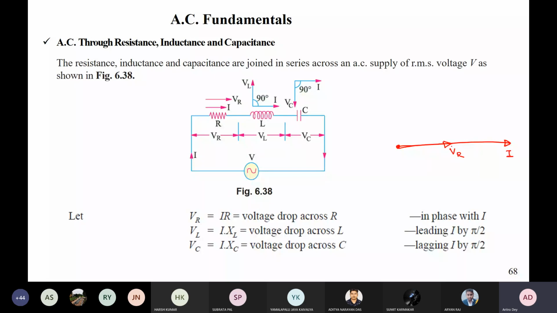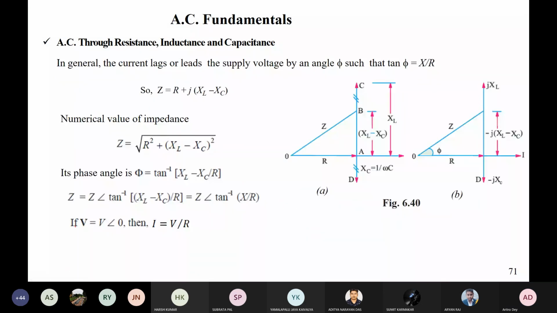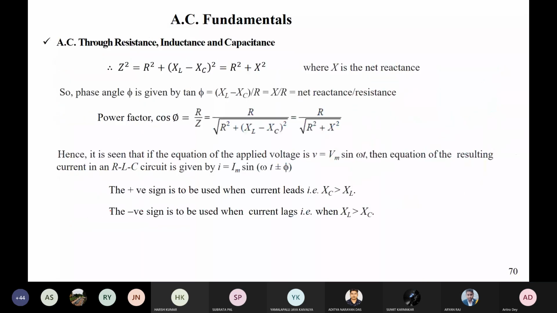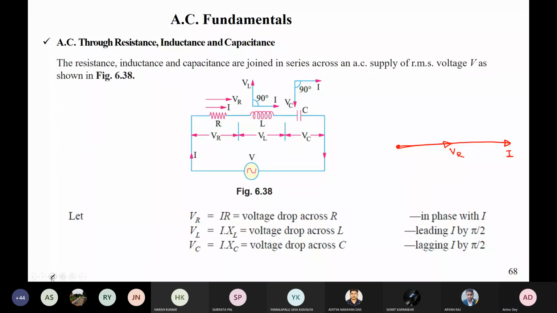Ideally, if you put in values, you will see that VR will be more. So I should be somewhere here. It is better, let us draw it like that only. So this is your I and this is your VR.